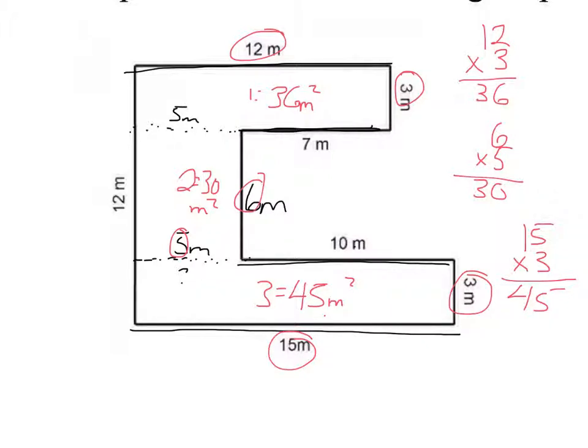Let's do some addition. We have first rectangle at 36, second one at 30, third one at 45. We are adding these together. 6 plus 5 is 11. 3, 4, 5, 6, 7, 8, 9, 10, 111 meters squared. So that's the answer to that.